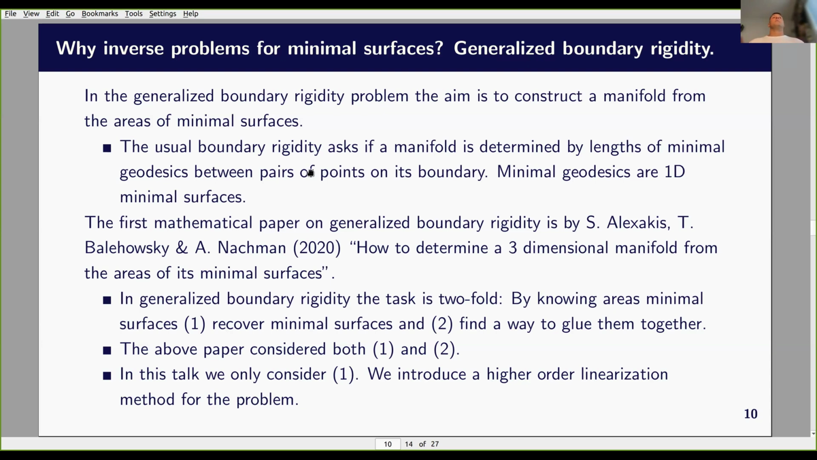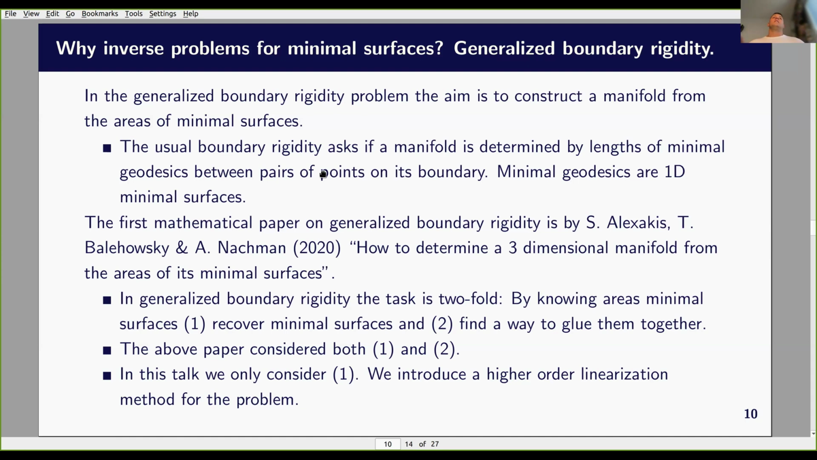To the best of my knowledge, the first mathematical paper in this business was by Spyros Alexakis, Tracey Balehowsky, who is here today in the audience, and Adrian Nachman. Their paper was published in 2020, and they indeed asked the question of how to determine a three-dimensional manifold from the areas of its minimal surfaces.